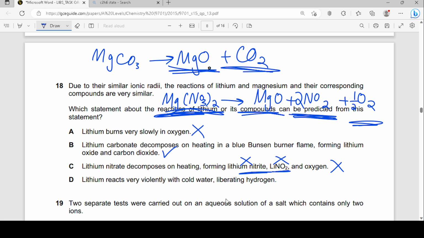Lithium reacts very violently with cold water, liberating hydrogen. Honestly, magnesium does not react vigorously with cold water. It has a slow reaction with cold water. It reacts better with hot water, right? So if I'm going with what I know about magnesium, then this option D is also wrong, and therefore I conclude that option B must be the right answer. So yeah, B is the right answer.